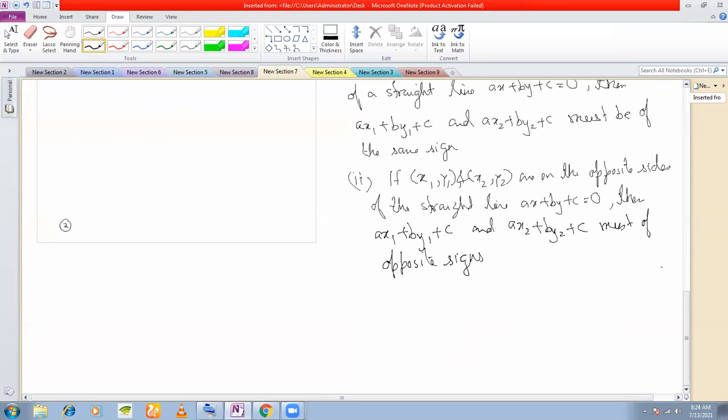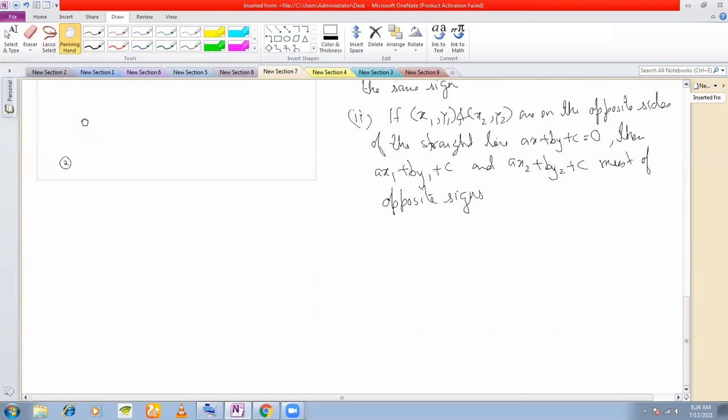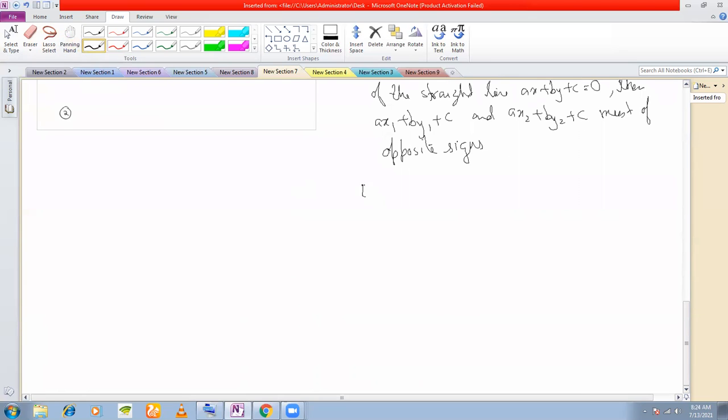We'll do a problem in this regard. Or let me give you an example here only. Suppose, check the position of the points.